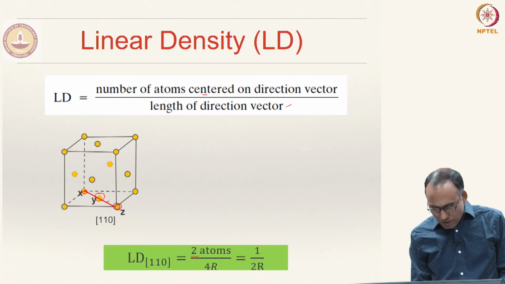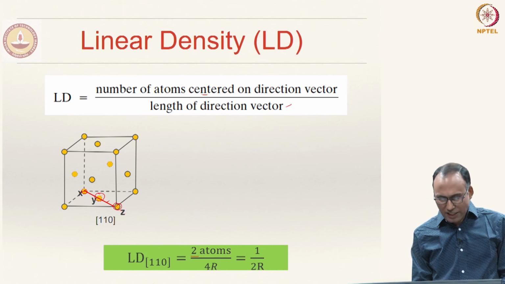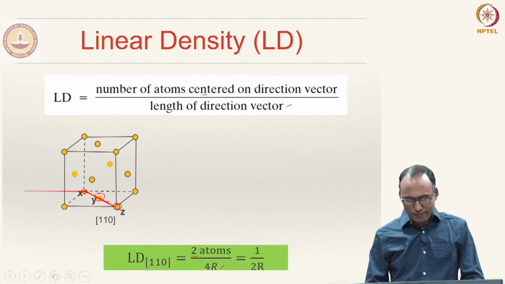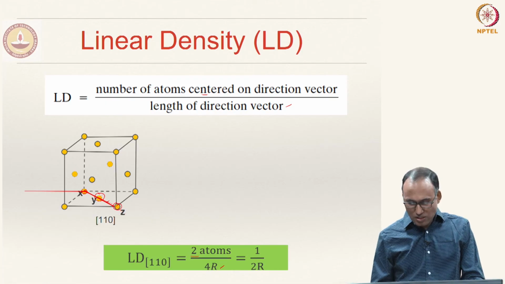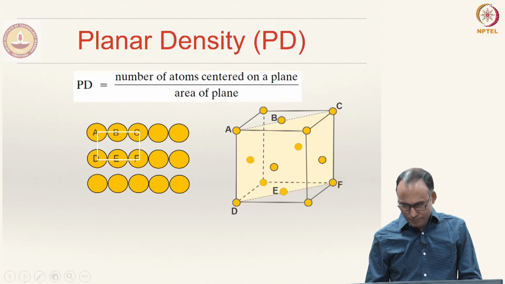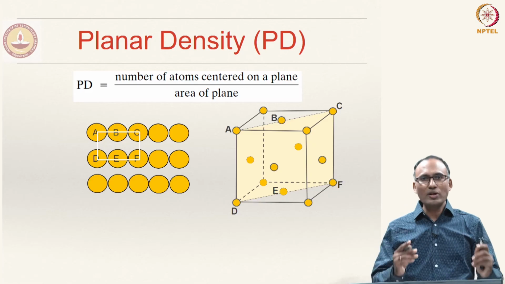If the atomic radius is r, then these face centered atoms are touching each other. So, this will be 2r and this is 2r. Then the total length is 4r. So, the linear density is 2 atoms by 4r, that means 1 by 2r. That is how it looks. So, that is about linear density.